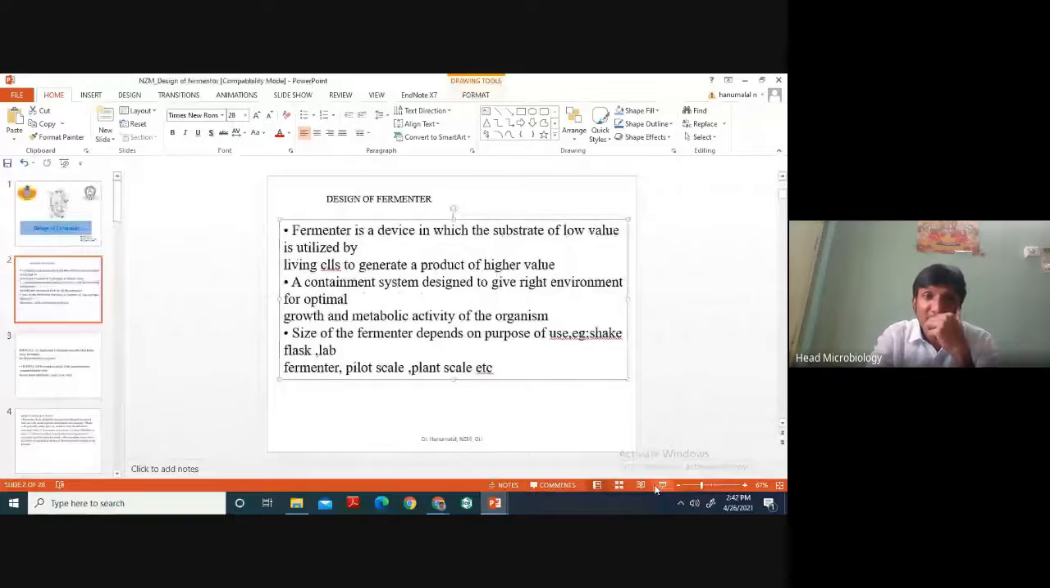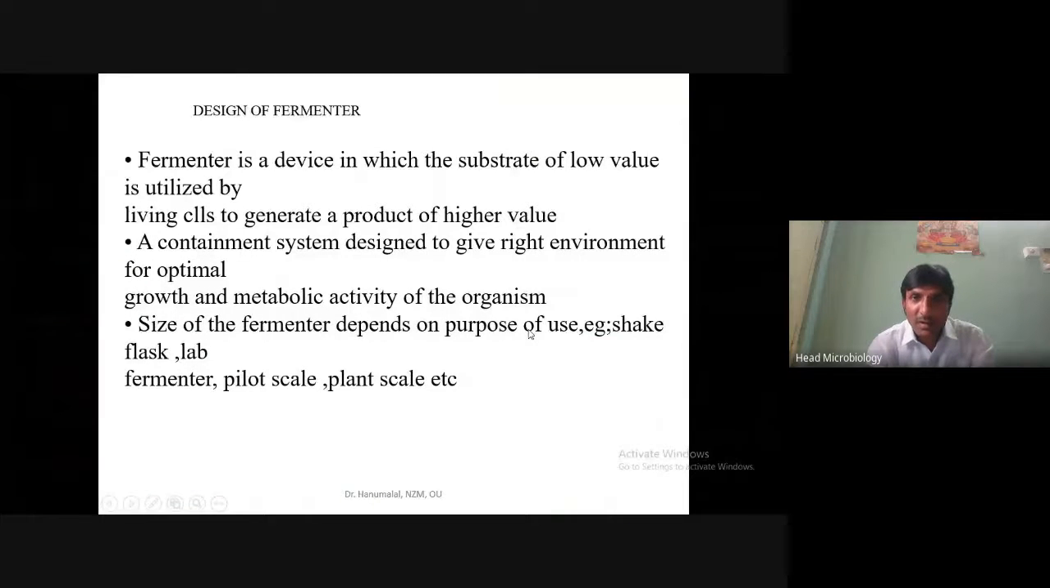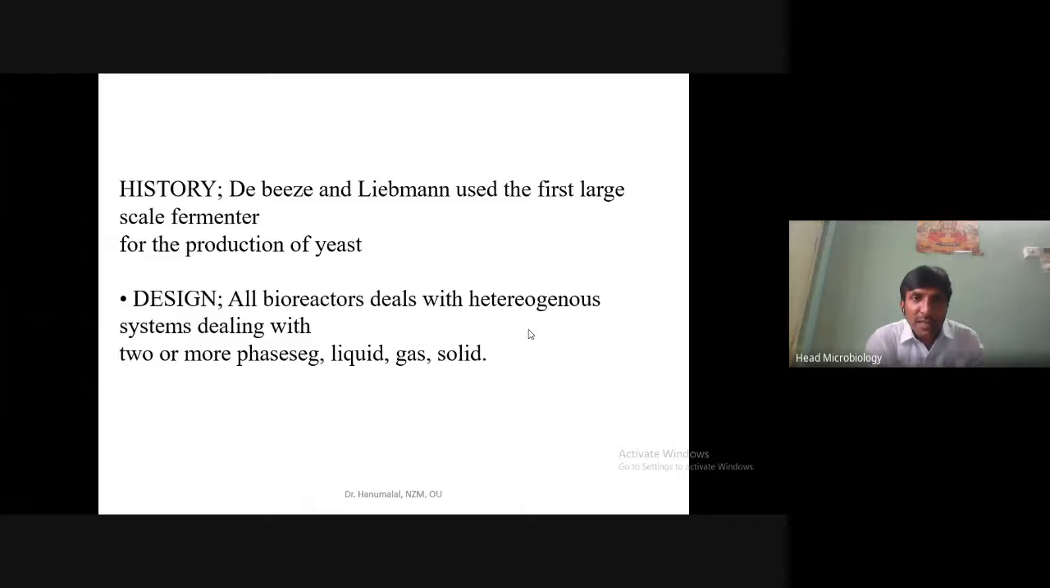And a fermenter is a device, as we know, in which a substrate of low value is utilized by living cells to generate a product of higher value. We already discussed this. And coming to the history, they designed the first cell fermenter for the production.